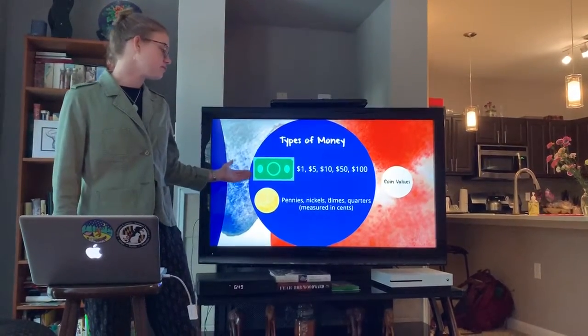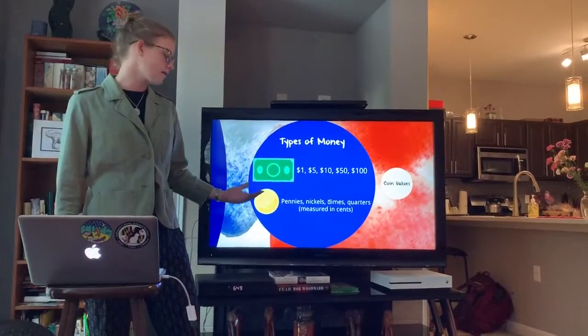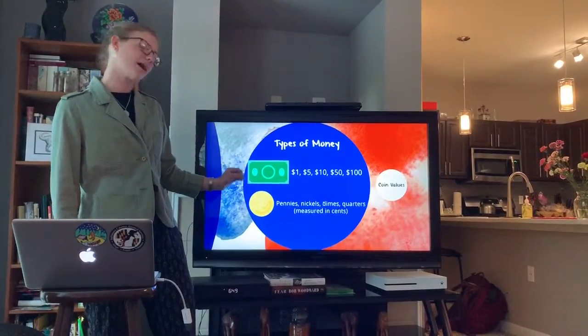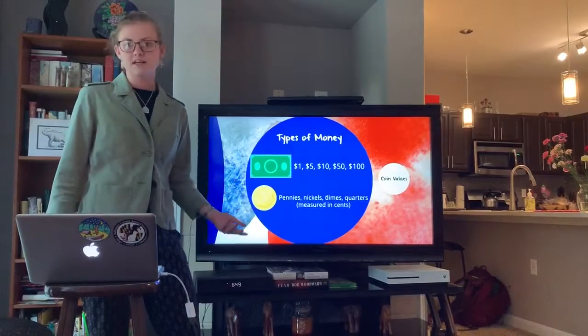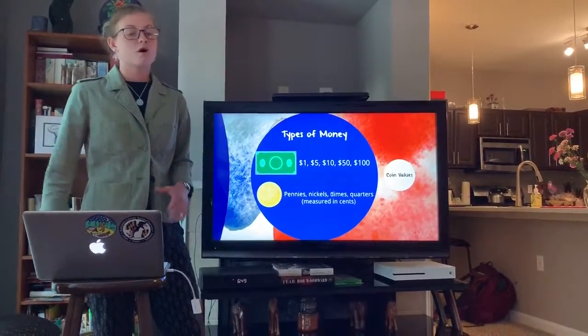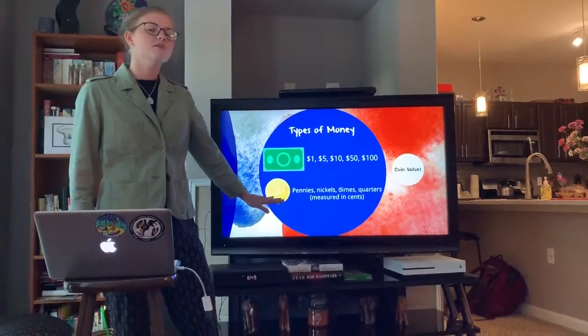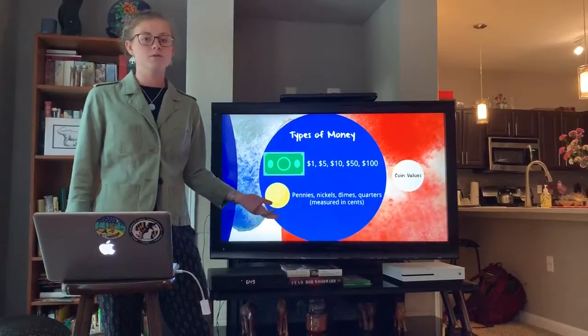We have paper bills, which include $1, $5, $10, and so on. And then we have coins, and these are little metal things you probably find in the middle of your couch. Got pennies, nickels, dimes, and quarters. And these things are measured in cents. So on your homework, we focused on what the values are of these coins. If someone could raise their hand and tell me what a penny, a nickel, a dime, and a quarter equals, that would be great.